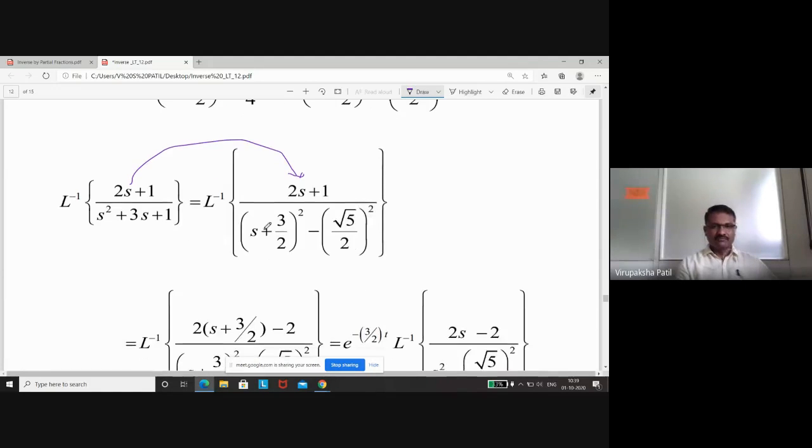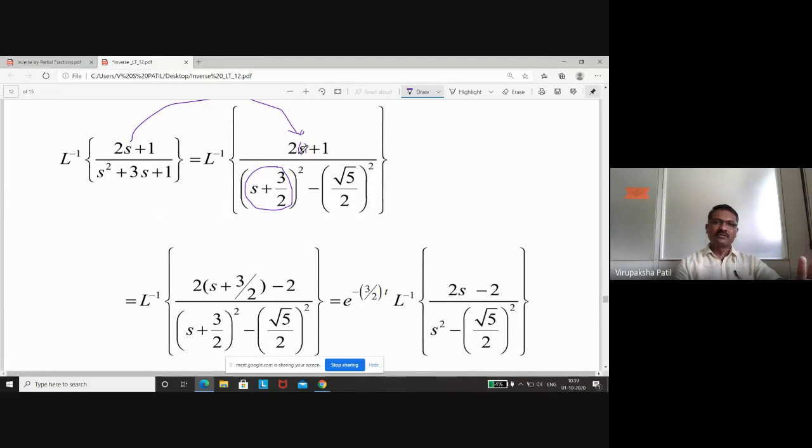Okay. Now, see here, wherever s is there, please concentrate. What happens wherever s is there? You have expressed it in terms of s plus a type. So what we need to do, in the denominator and numerator also, wherever s is there, you have to convert that s in terms of s plus 3 by 2. Just simply afterwards we'll make the manipulation.